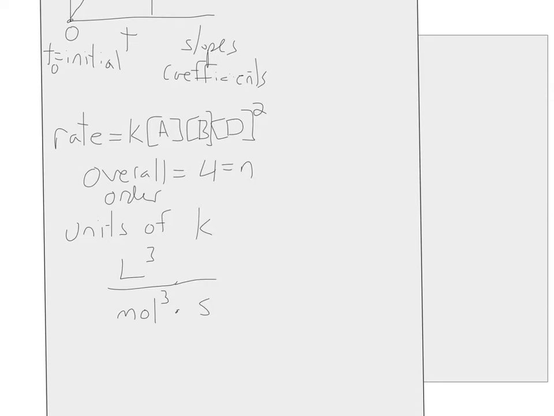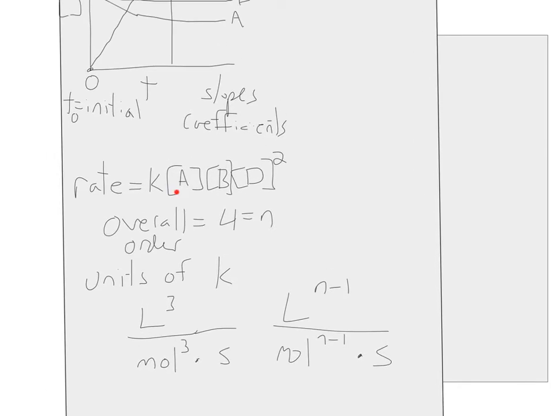Whatever your overall order is, you're going to cancel out all but 1 of the units of that. So liters over moles, and then the time is always going to get inserted on the bottom. It could be minutes, could be hours, wherever you are. So we want to be able to predict those. And of course we get this rate law from rate data.